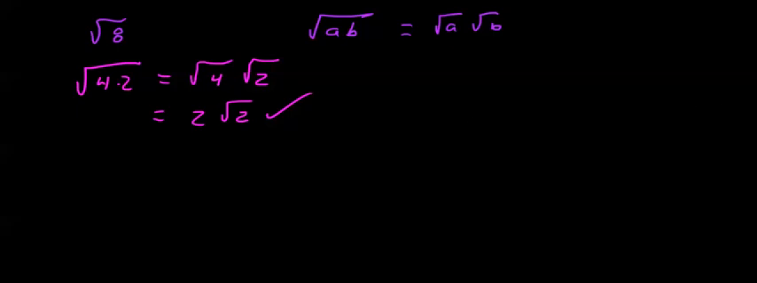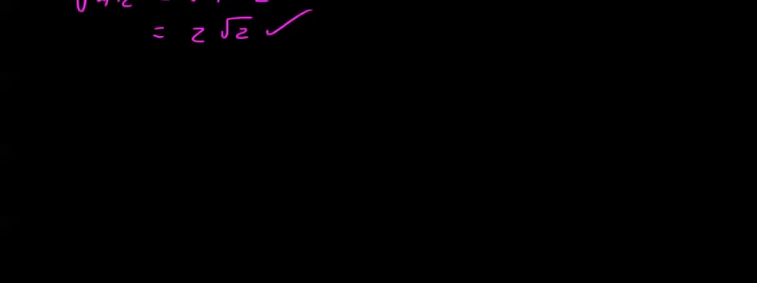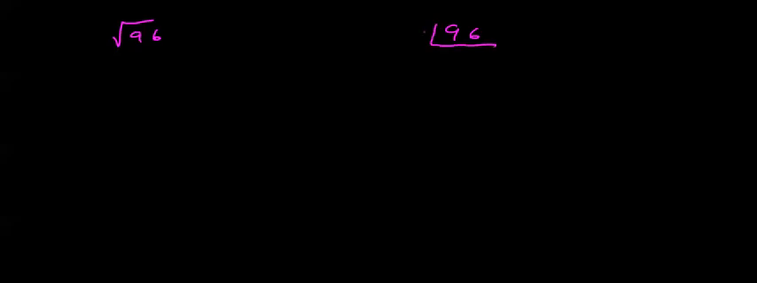Well, how do we find that largest perfect square? The square root of 96, we don't necessarily know. So what we do is we divide 96 by prime factors. Prime numbers. We use only primes.